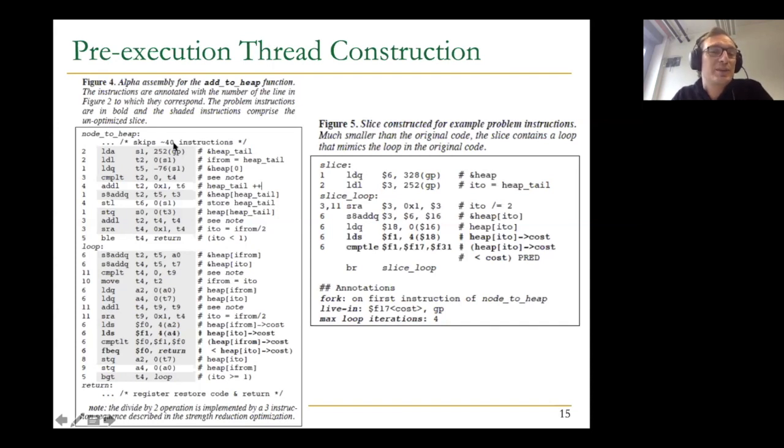aggressively prune the slice. And these folks prune the slice, and you can see that the final slice for both of these instructions is much smaller than the original code. The slice actually contains a loop that mimics the loop in the original code. So they don't exactly do the original code. Basically, they convert the conditional branch over here, branch greater than, to an unconditional branch, as you can see.